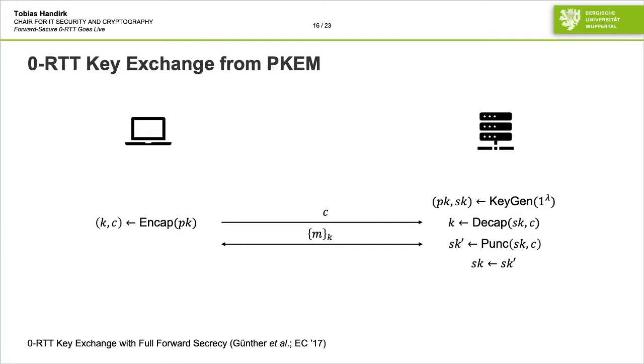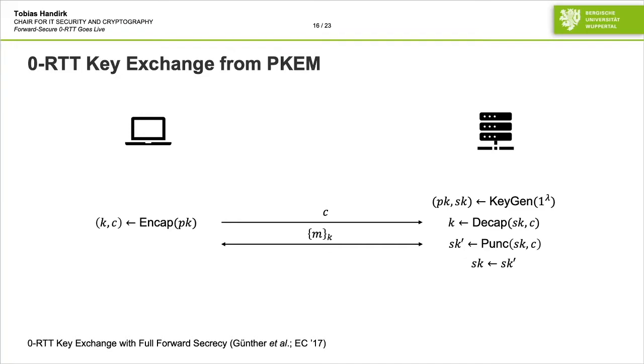Now we can use a PKEM to construct a 0 RTT key exchange protocol. This construction was developed by Günther et al. in 2017. At the start of the protocol, of course, the server generates a key pair. Then, to actually execute the key exchange, the client calls the NCAP algorithm. It may then use the generated symmetric key to encrypt application data and send them to the server together with the generated ciphertext. Upon receiving the ciphertext, the server decapsulates it to obtain the symmetric key and is able to decrypt the application data.